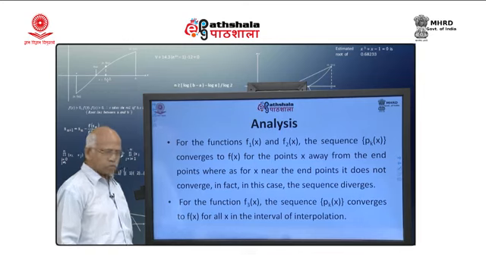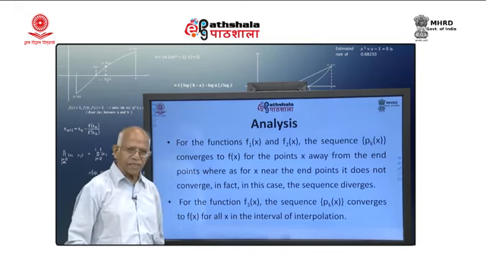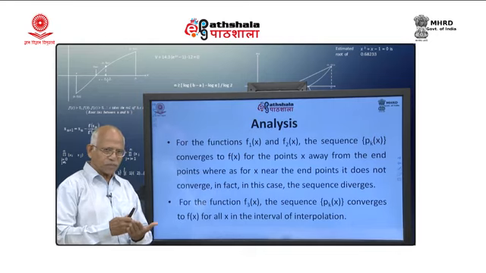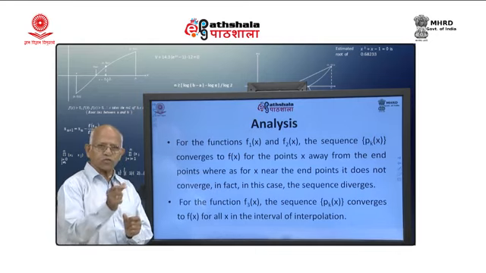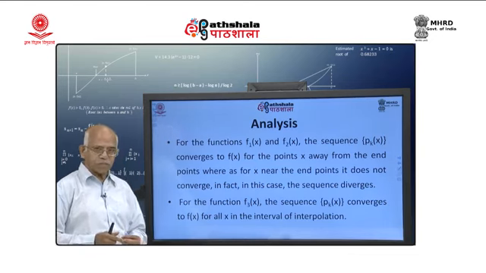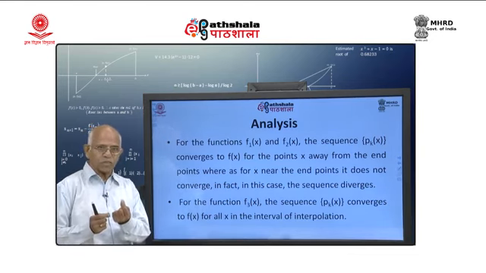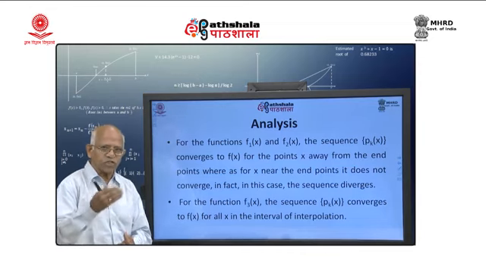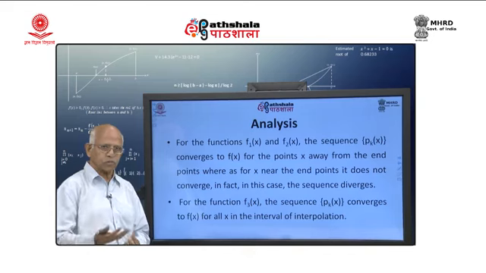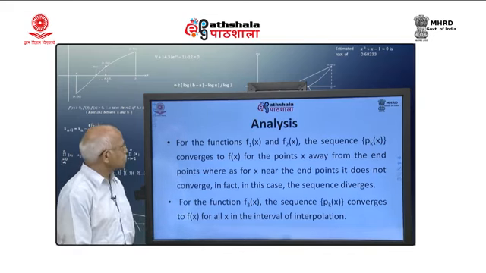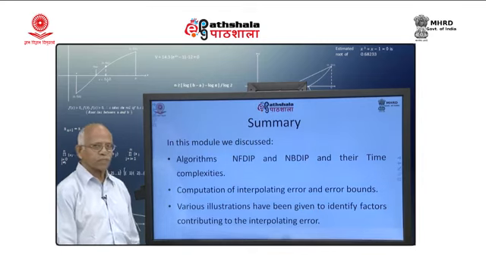So, you can see that the error depends on the step size, on where you want to estimate the value, and also on the form of the function whose approximation you are finding. So, these are the factors contributing to error.